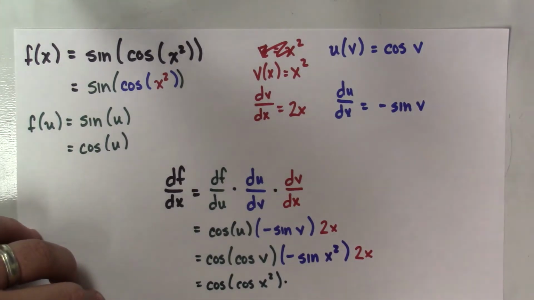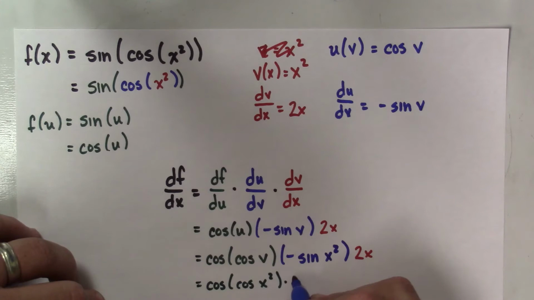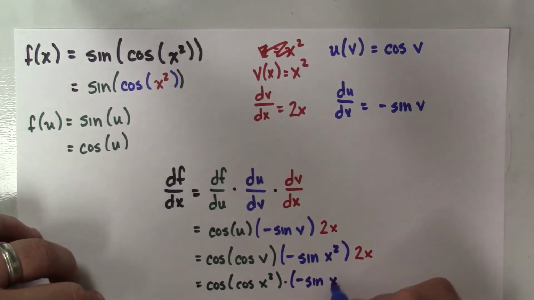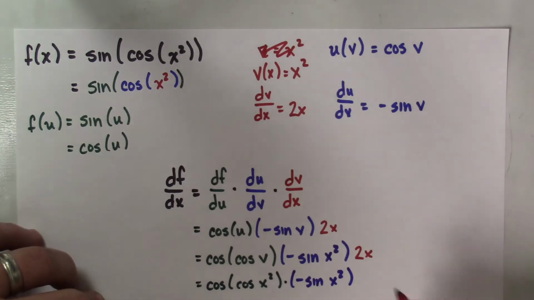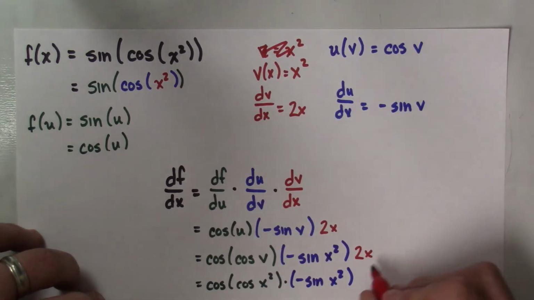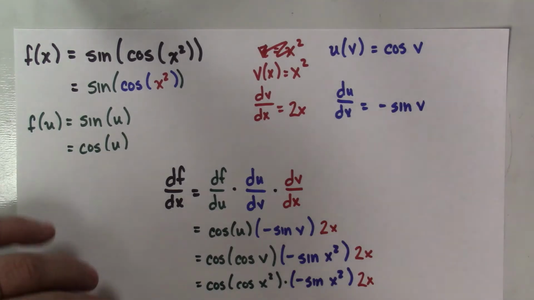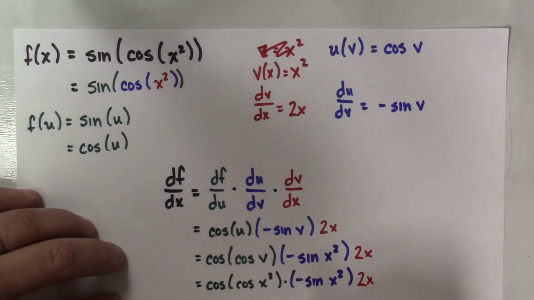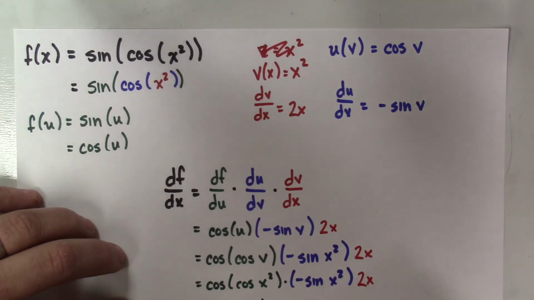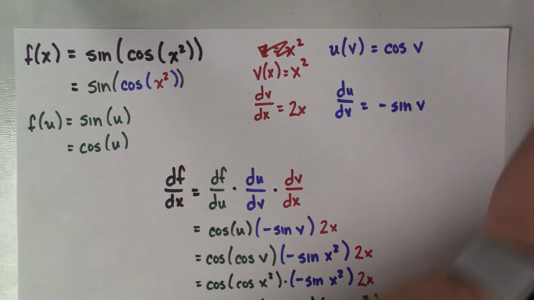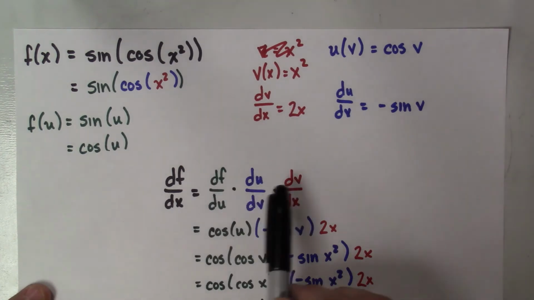times negative sine of x squared times 2x. Now I'm going to just shuffle some stuff around to make it pretty because I like having all my coefficients in front. So I have negative 2 times the cosine of x squared times sine x squared.